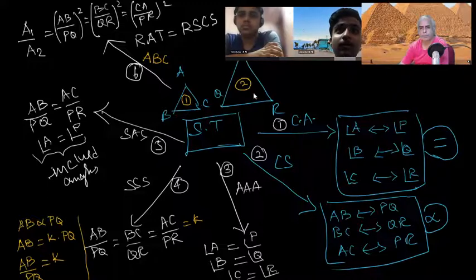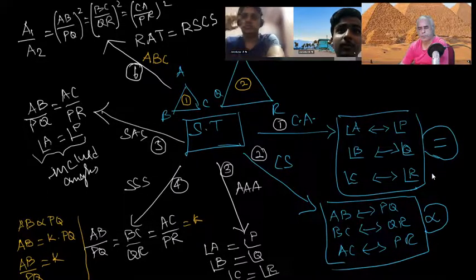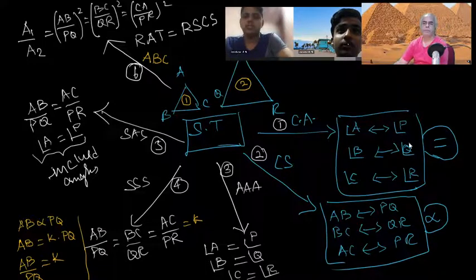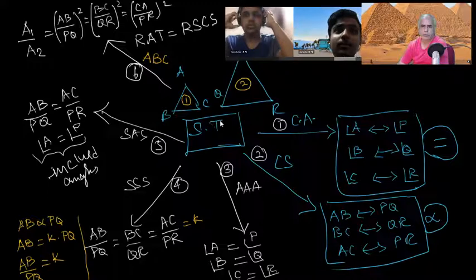Now we are going to see corresponding sides in these similar triangles. Side AB is corresponding to side PQ. Side BC is corresponding to side QR, and side AC is corresponding to side PR. In similar triangles, corresponding sides are proportional to each other. Third point, AAA is a criteria which is used to prove similarity in two triangles.